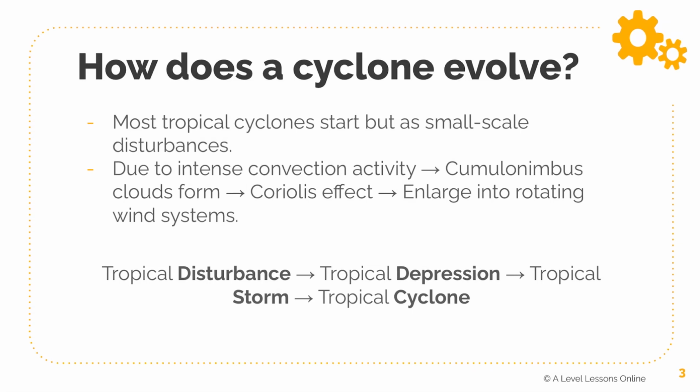Most tropical cyclones always start as a small scale disturbance. We'll see the four stages later on. Due to intense convection activity, and like we've learned, in the tropics there are usually high annual temperatures, this leads to regions of low pressure that can form over water bodies. When there is intense convection, your cumulonimbus clouds will form. And due to your Coriolis effect, accompanied by the higher temperatures in your water bodies, the area of low pressure will enlarge into these rotating wind systems, which are known as your cyclones.